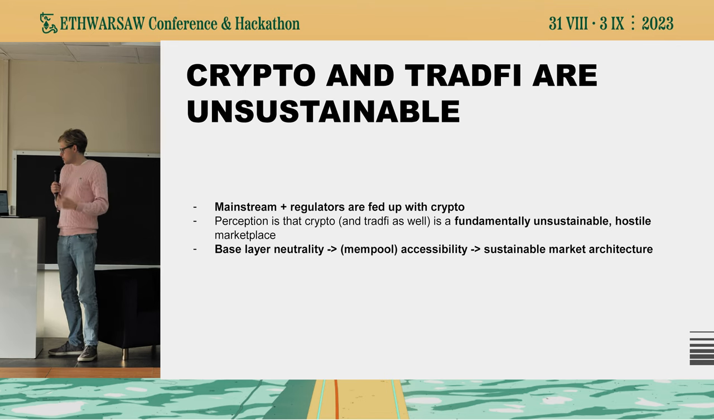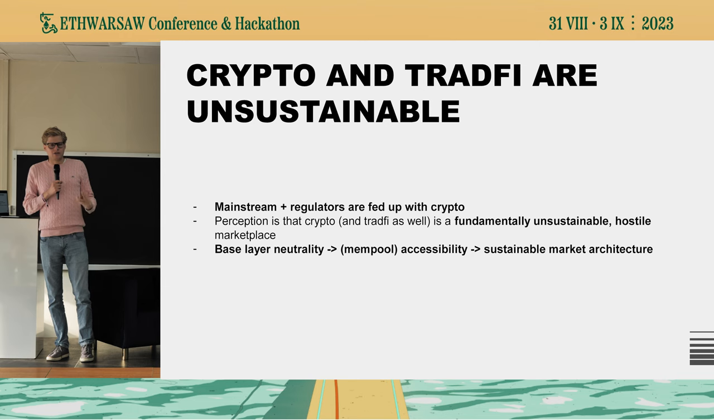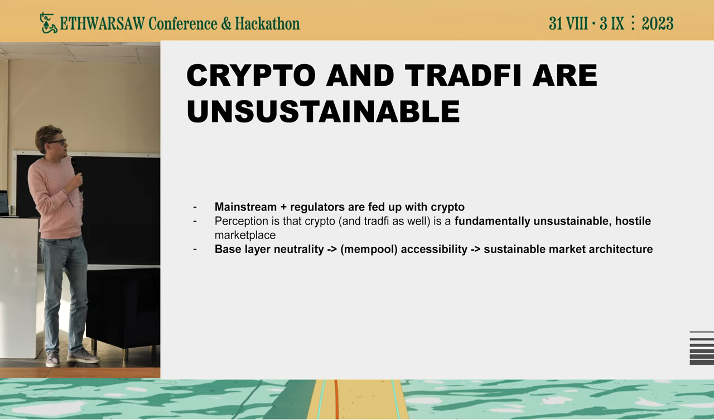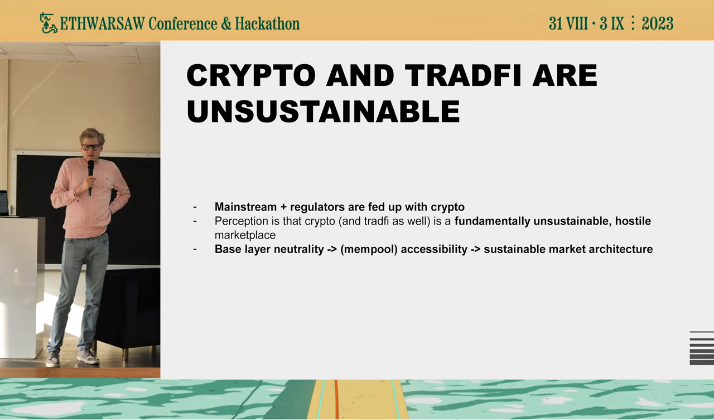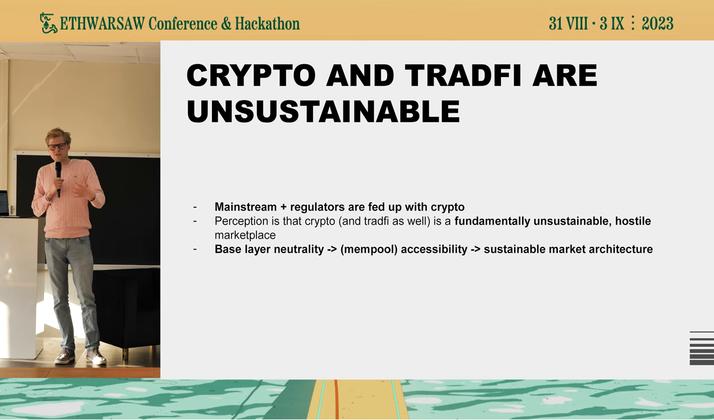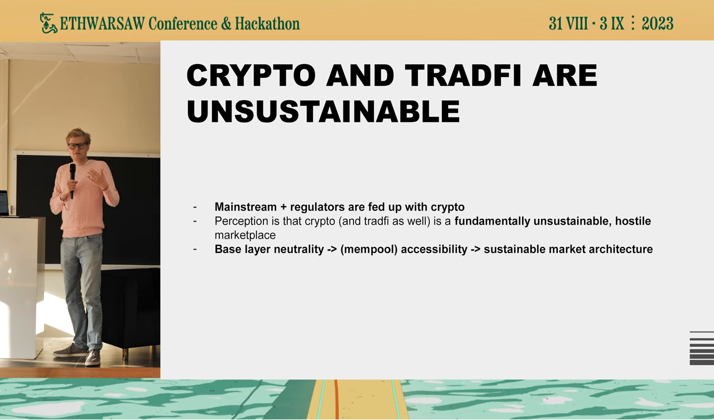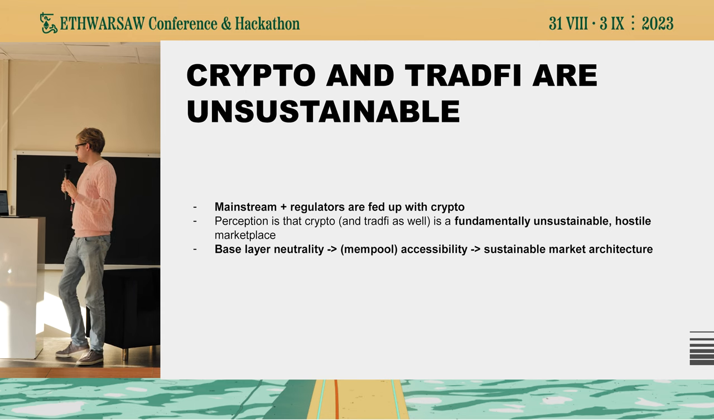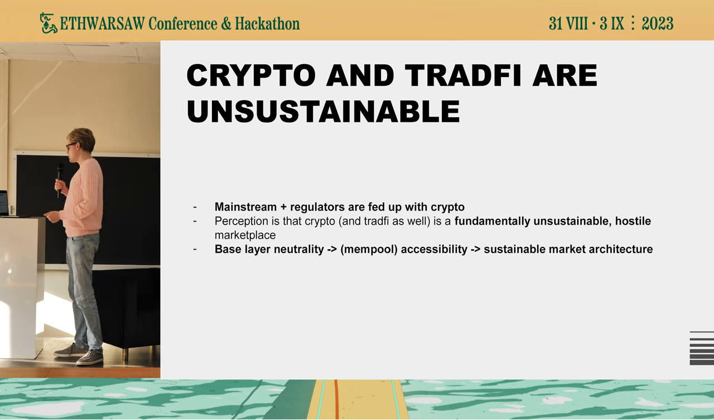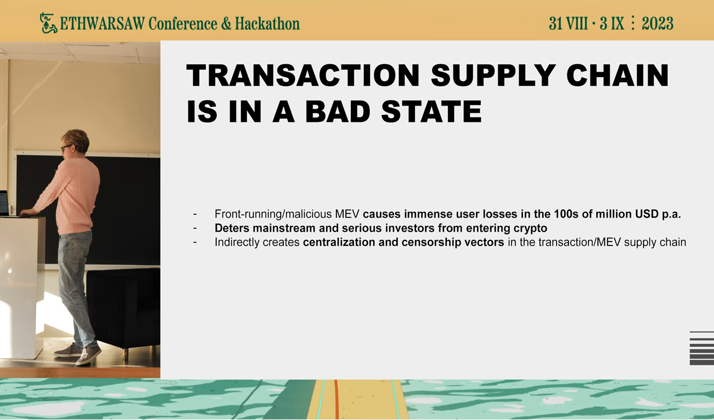Maybe a little more on this, right? In recent years, mainstream and regulation has really been hostile towards crypto. I think the perception is that it's an unsustainable market environment from the outside. People think it is intransparent, even though we're all about transparency, right? From the outside it looks hostile, with all these Ponzis, front running, just not a nice marketplace. So again, via base layer neutrality, increasing accessibility and a more sustainable market architecture, we're hoping to bring back mainstream appreciation of crypto.